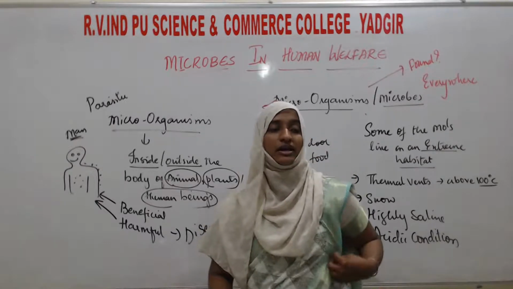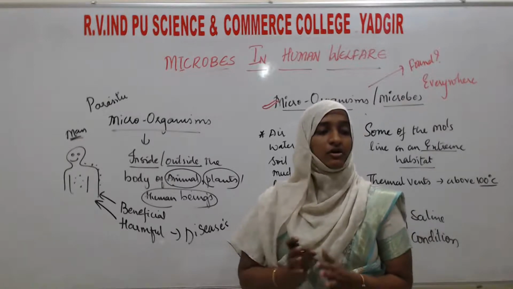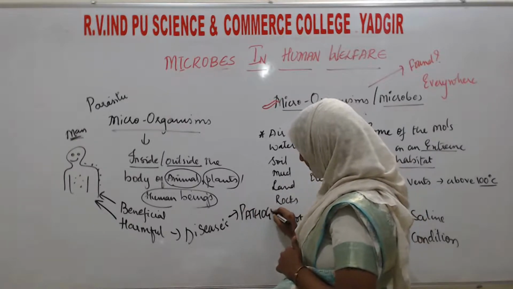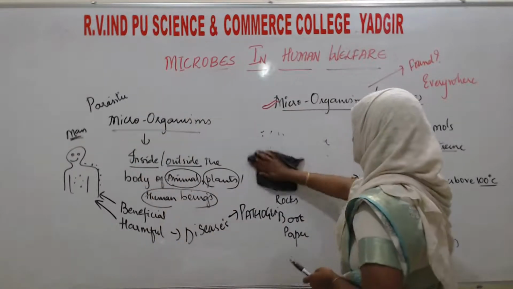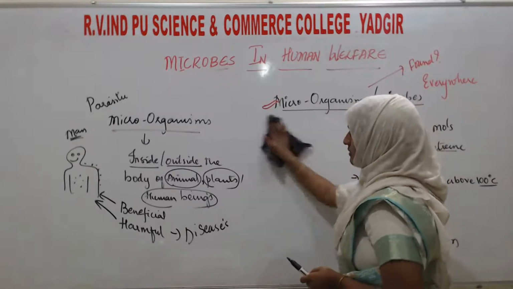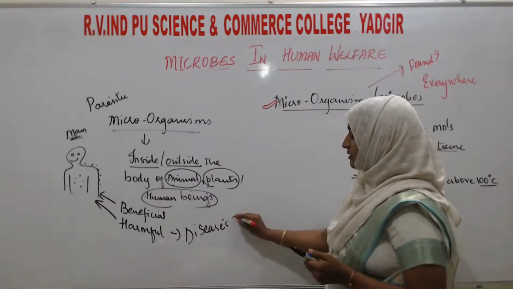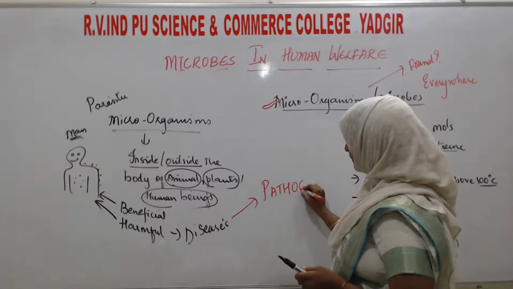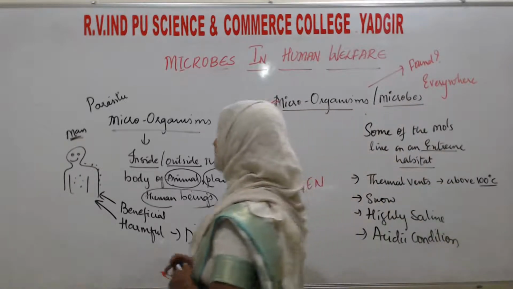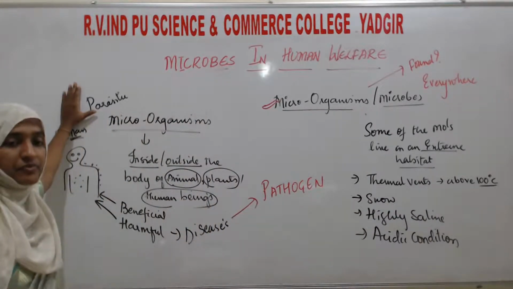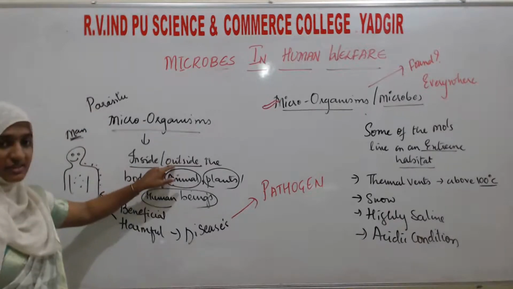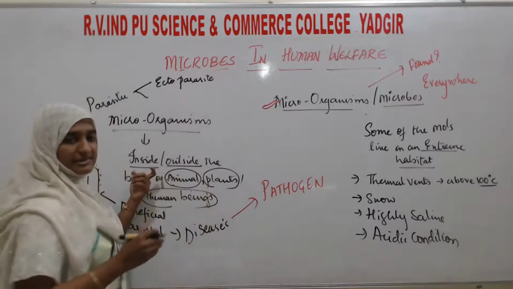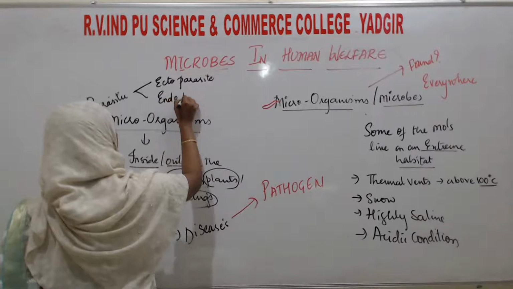Microorganisms that cause diseases, not only in the human body but in plants or any other organism, are known as pathogens. Disease-causing microorganisms are known as pathogens. And here I told you, the microorganisms surviving on the surface of the body, outside the body, are known as ectoparasites. If they are present inside the body, they are known as endoparasites.